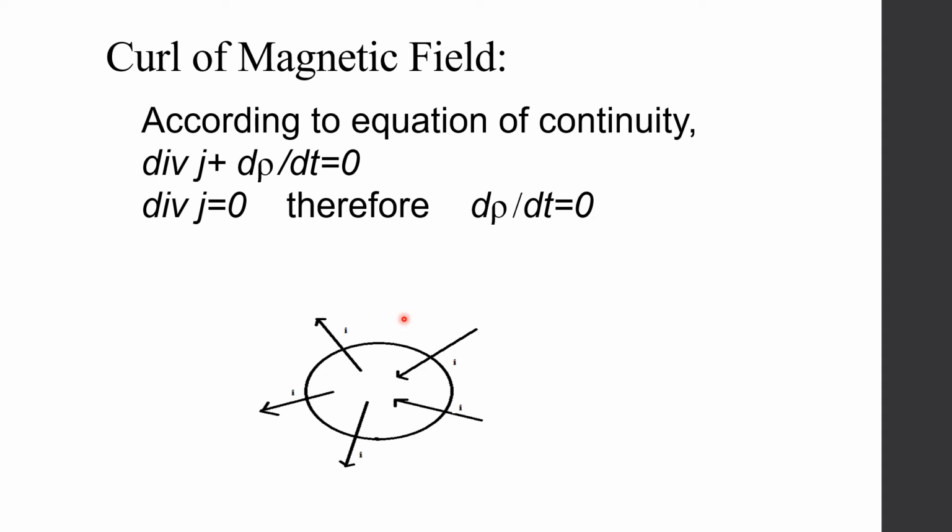And if the current density does not change with time, according to the equation of continuity, divergence of J plus d rho by dt is equal to 0. This rho is nothing but the density. So, from this equation, either divergence of J is 0 or d rho by dt is equal to 0.